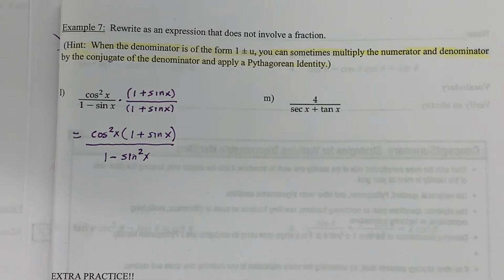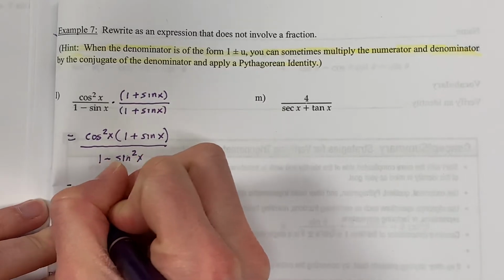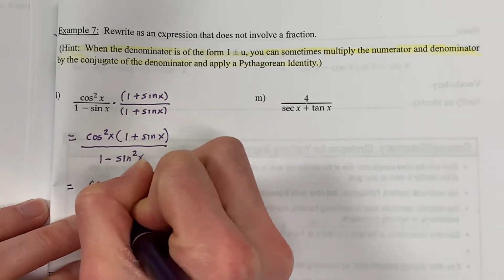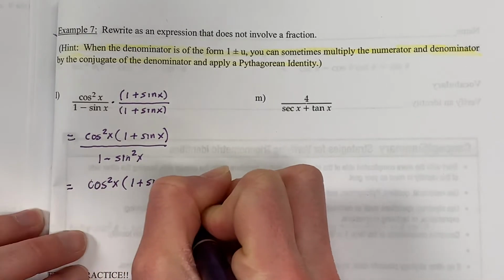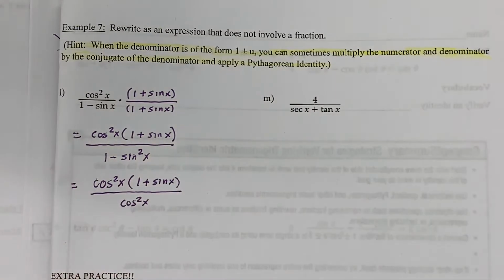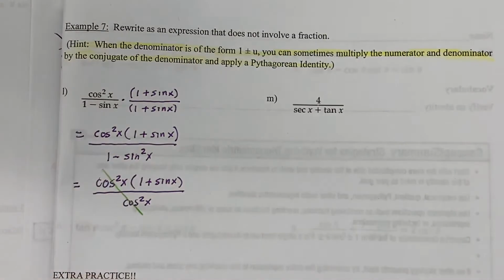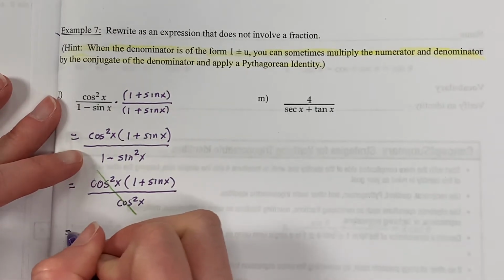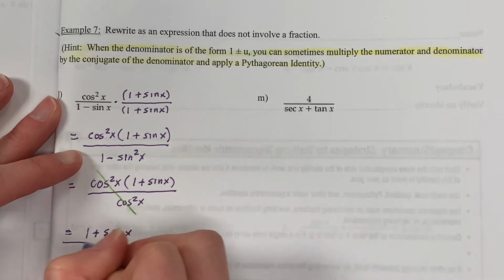Okay. Now, 1 minus sine squared x is one of our Pythagorean identities and is equal to cosine squared x. So I now have cosine squared x times the quantity 1 plus sine x, all divided by cosine squared x. Again, using the Pythagorean identity to substitute for my denominator. And then I have a cosine squared x in both the numerator and the denominator. So my final simplified expression that does not contain a fraction is 1 plus sine x.